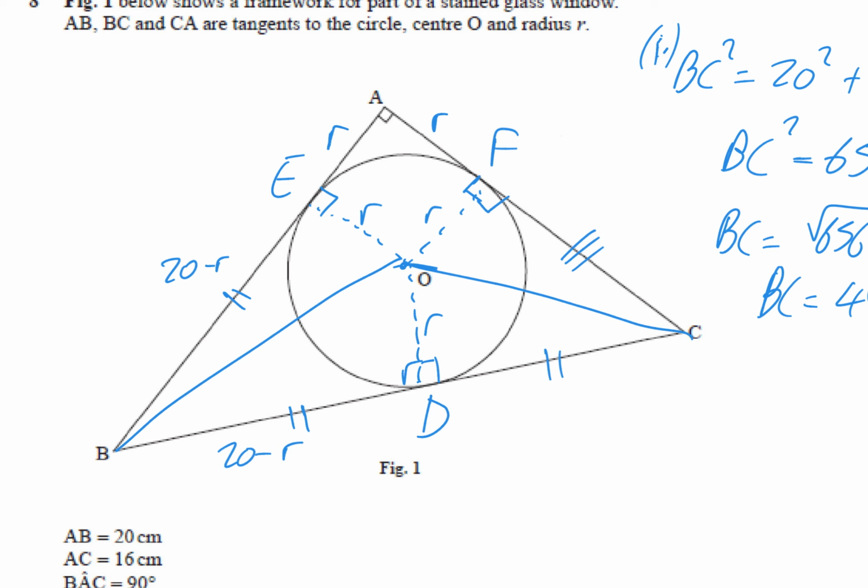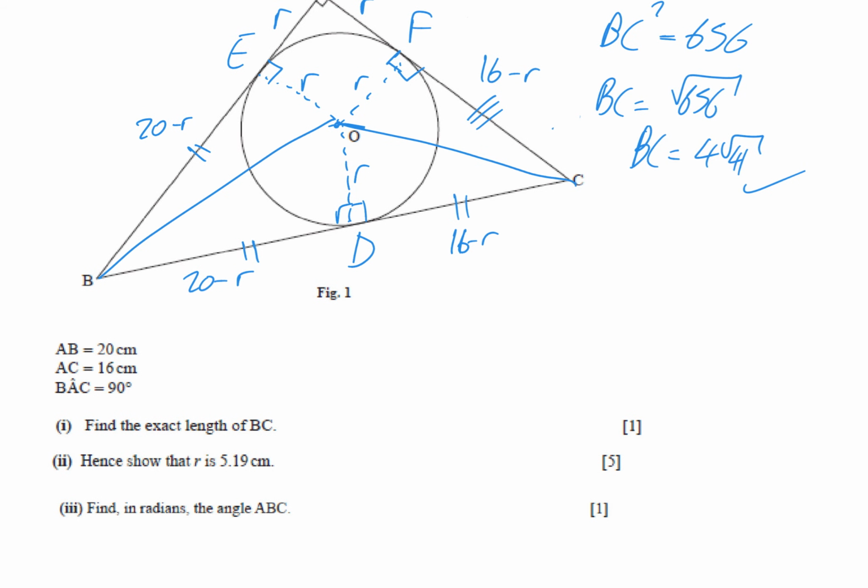So B to E was 20 minus R. B to D, because they're the same, is also going to be 20 minus R. Same idea. This whole length was equal to 16, which means the length from C to F is going to be 16 minus R. And that means C to D, because it's the same, is also going to be 16 minus R.